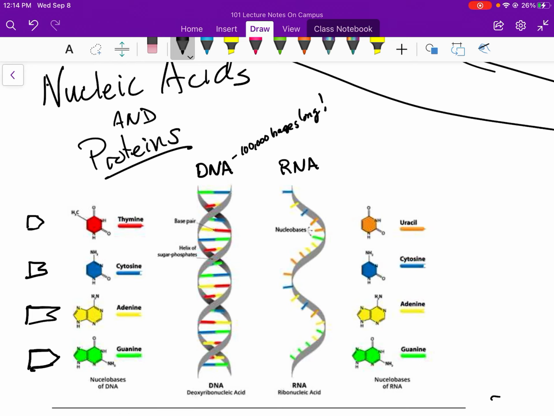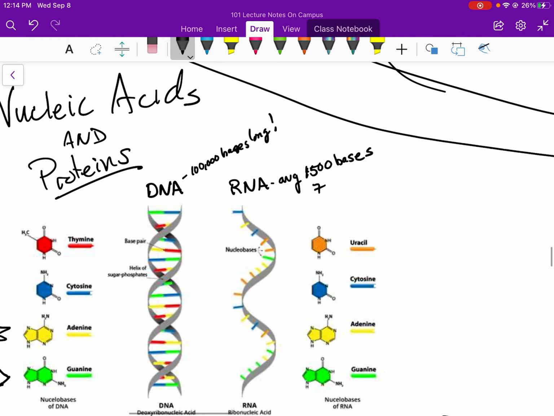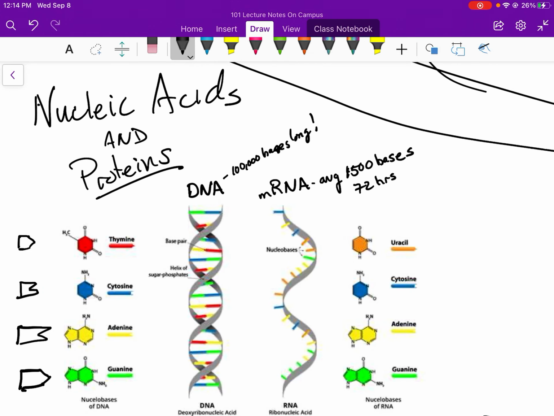And RNA, the average length of RNA is going to be only about 1,500 bases. So it's a lot smaller. It also typically lasts about 72 hours, if we're talking about messenger RNA, which is one of the types of RNA that we're dealing with. And so it's really a very tiny molecule in comparison to DNA, and it's much less stable. So let's go and talk a little bit about the structure of these.